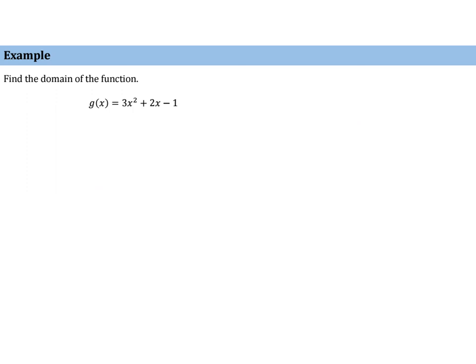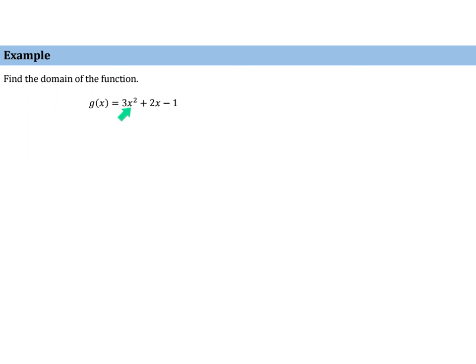So now let's look at maybe what you could consider a simpler function. G of x equals 3x squared plus 2x minus 1. Do you have a guess as to what the domain of this function would be? Well, if we think about all the things that are being done to our input, we're squaring it, then we're multiplying by 3, we're adding double our input, and then we're subtracting 1. Are there any values that we cannot do these things to?